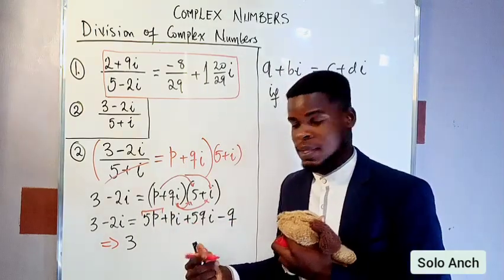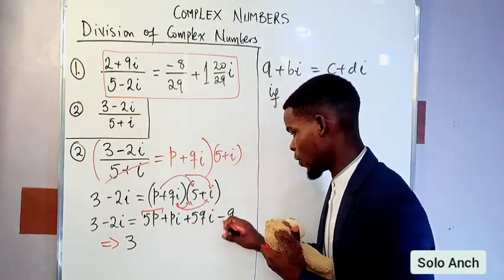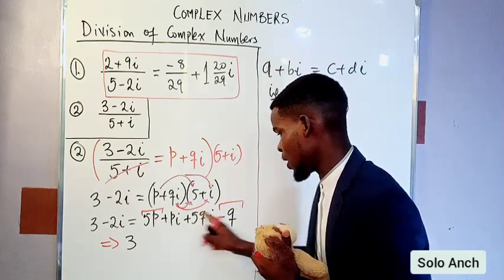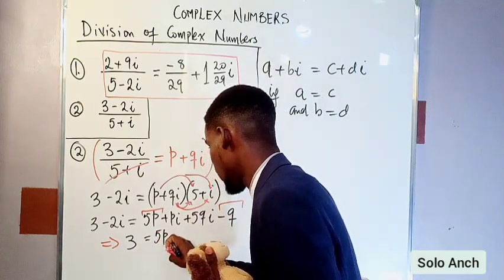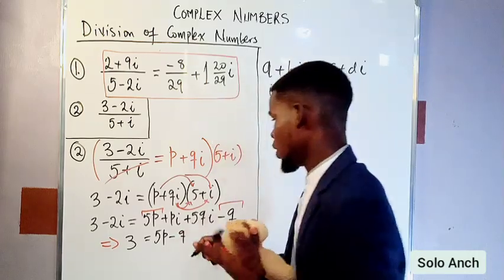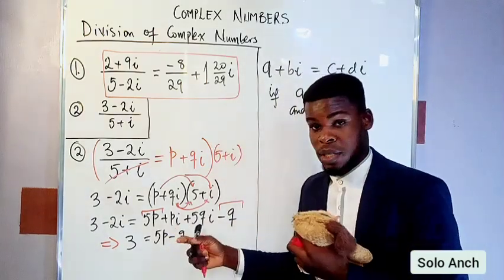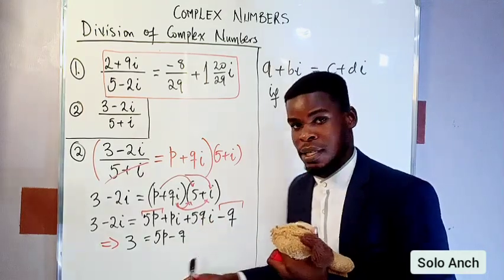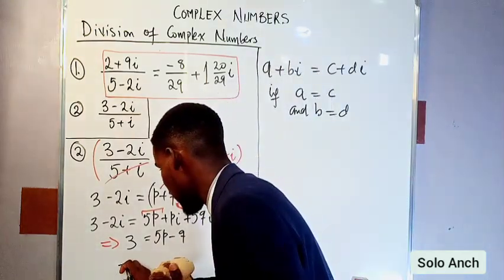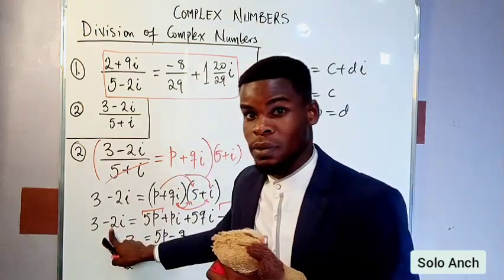Of course, the real part can be gotten this way. Just take the terms that are independent of the i, right? So like 5P and then negative Q. So we equate this to 5P minus Q. Then the imaginary part will be, of course, we notice P plus 5Q, right? Good. So the imaginary part on the left hand side is -2.